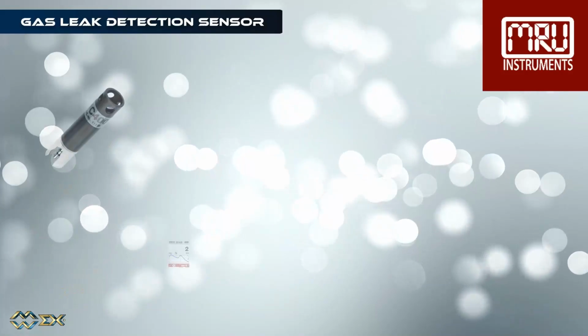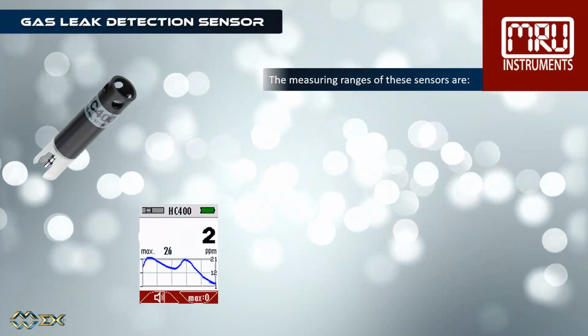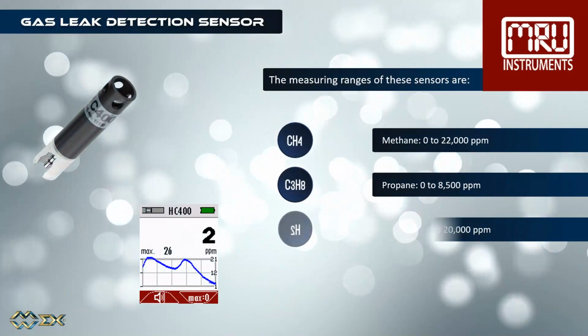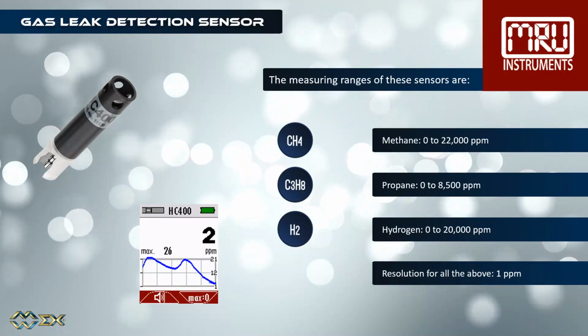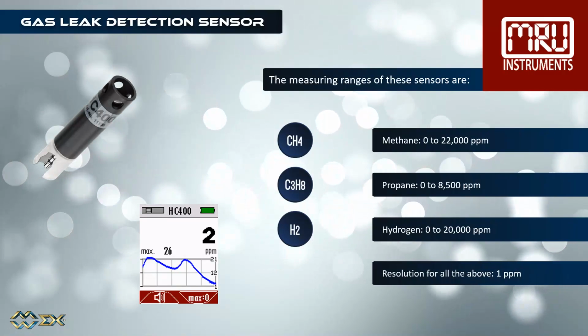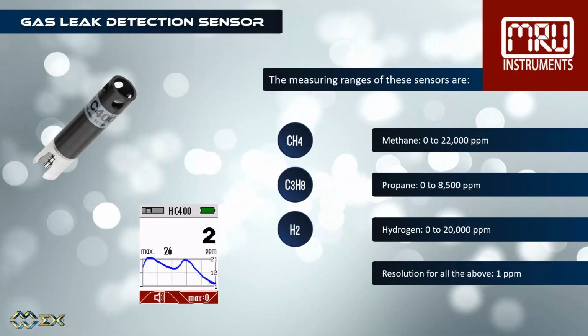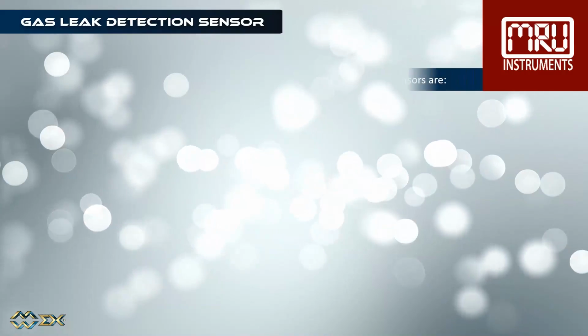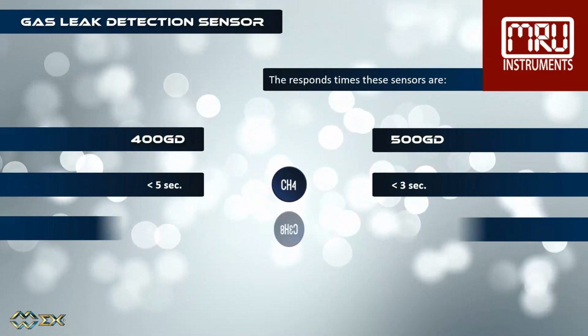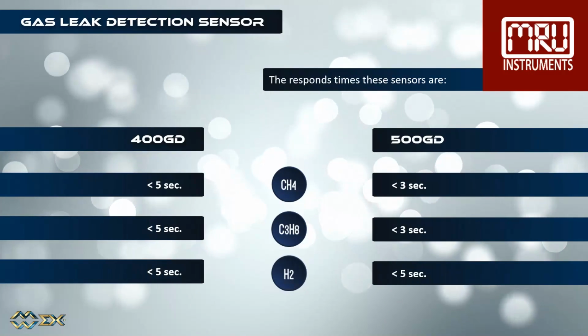The measuring ranges of these sensors are: methane 0 to 22,000 ppm, propane 0 to 8,500 ppm, and for hydrogen 0 to 20,000 ppm. The resolution for each of these gases is 1 ppm. The reaction time for each of these gases is 5 seconds or less with the 400 GD, and 3 seconds or less with the 500 GD.